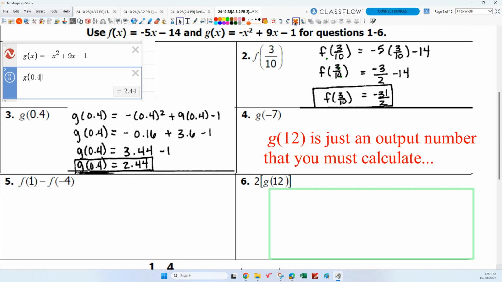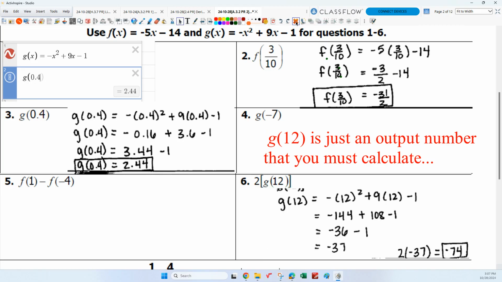What am I doing to g of 12? Multiplying by 2. Yeah. It's just 2 times that output number. Okay, so if I want to come up with a number answer here, what's going to be the first step in calculating 2 times g of 12? I got to evaluate g of 12, don't I? I need to figure out what g of 12 is, which means I'm going to plug 12 into the function g and see what we get.